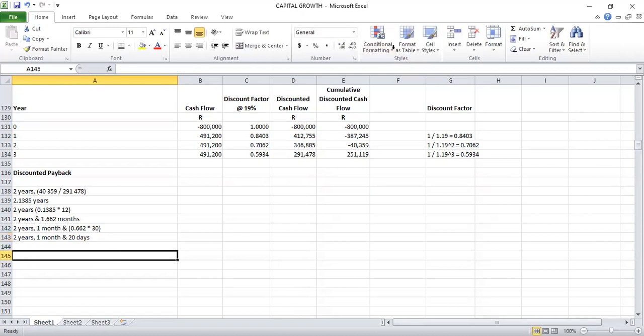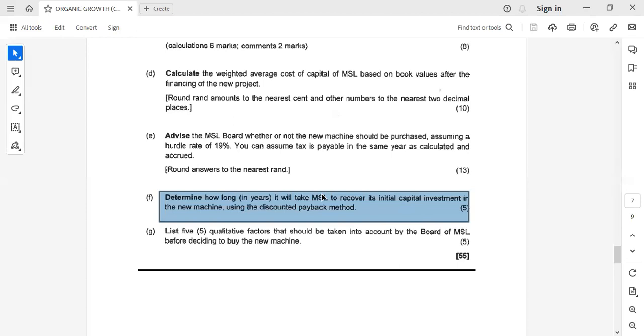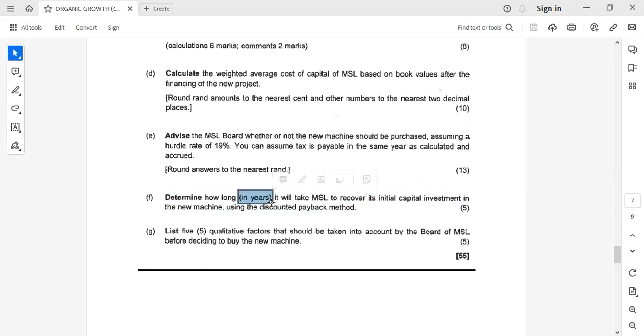To interpret it, it will also depend on... here they just wanted it in years, so there was no need to do everything else that we did to convert to months and days, but I was just showing you in case. Right. Then we can also use what we call the profitability index.